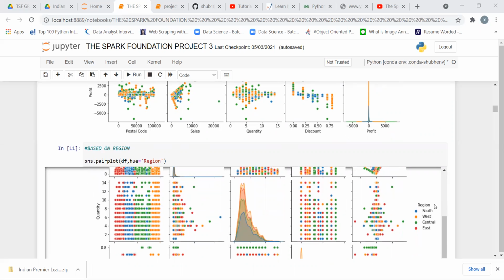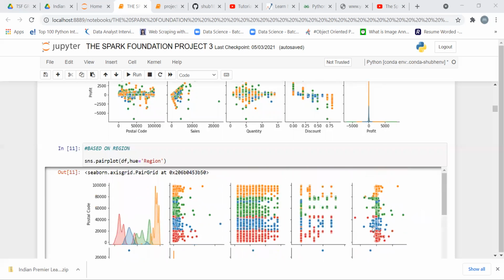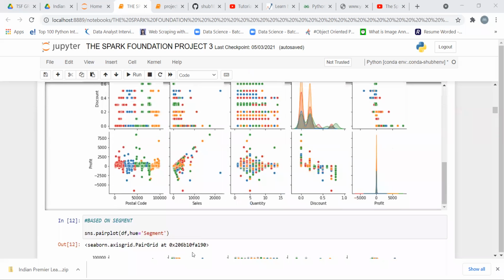So here is the region. South is defined in blue color, west in orange, central in green, and east in a reddish color. And based on the terms of postal code, discount, sales, quantity, and profit.